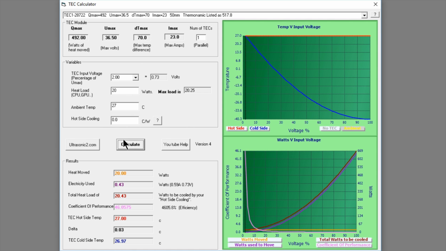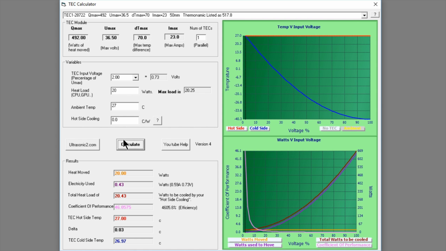And we have a COP of 46, or an efficiency, if you like those numbers better, of 4,605%. Awesome! That's what we're talking about, right? That's what we should be doing. Well, yes and no at the same time.